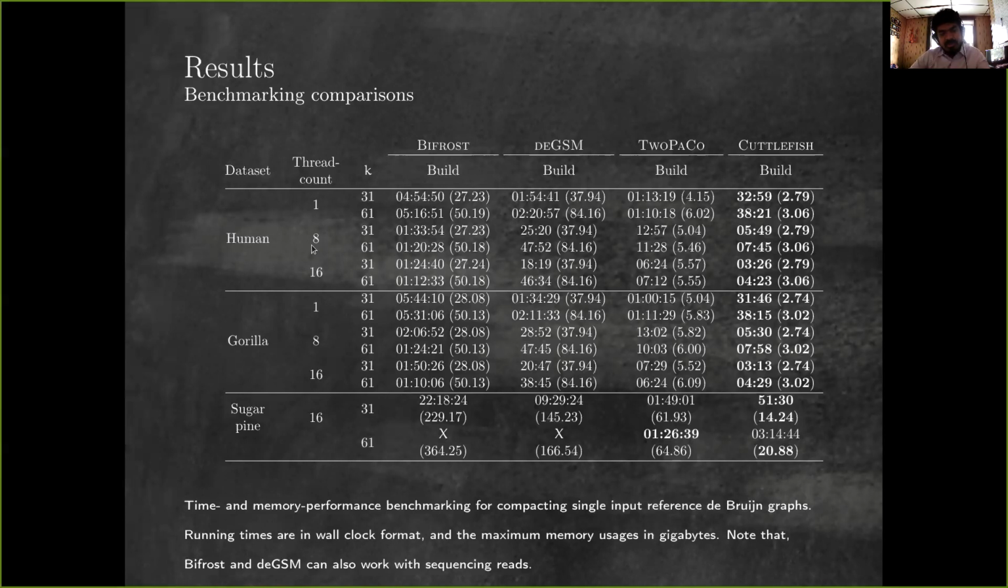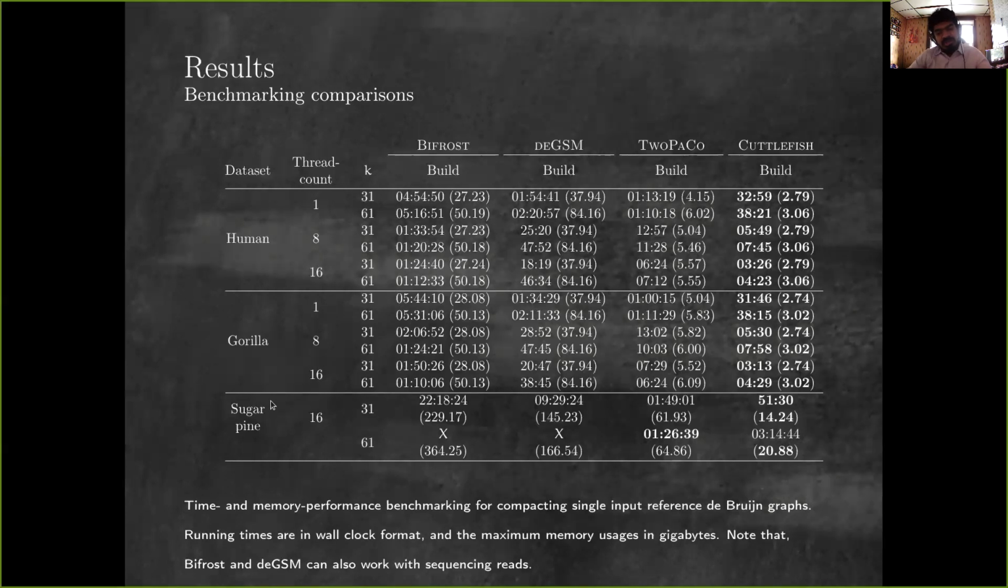For the human genome, when using 8 threads and k equal to 61, Bifrost builds the compacted graph in an hour and 20 minutes using 50 gigabytes of RAM. DGSM takes around 47 minutes using 84 gigabytes of RAM. Tobacco takes just around 11 minutes and using 5.5 gigs of RAM, whereas Cuttlefish builds the graph in 7 minutes and 45 seconds and using around 3 gigabytes of RAM.